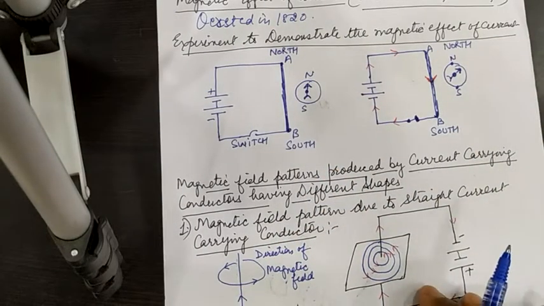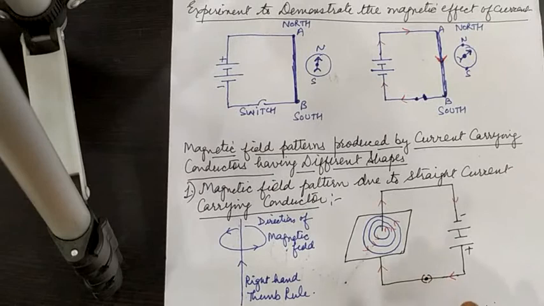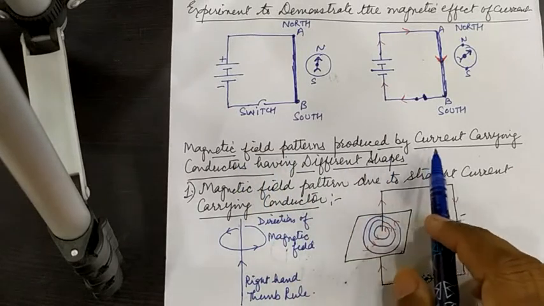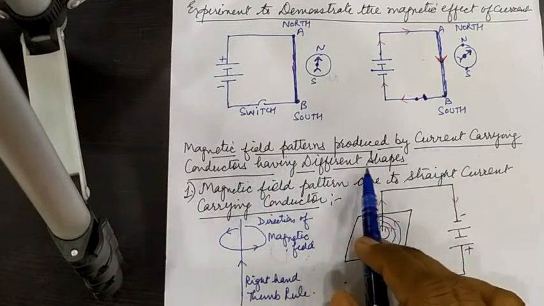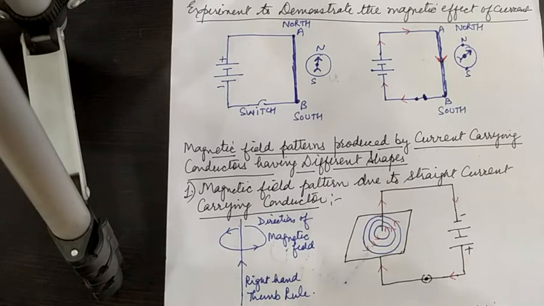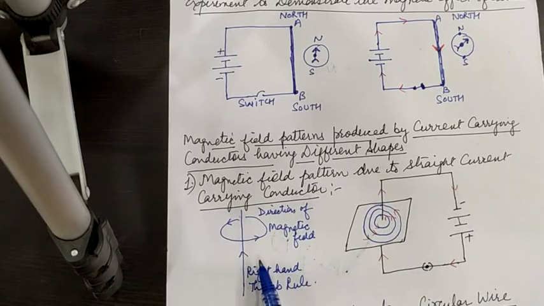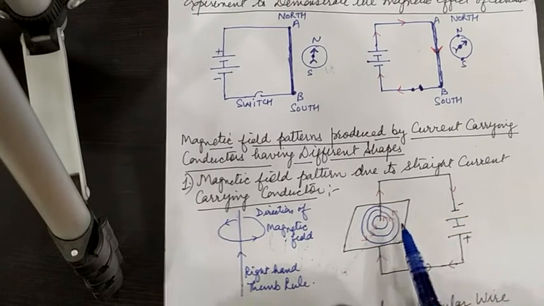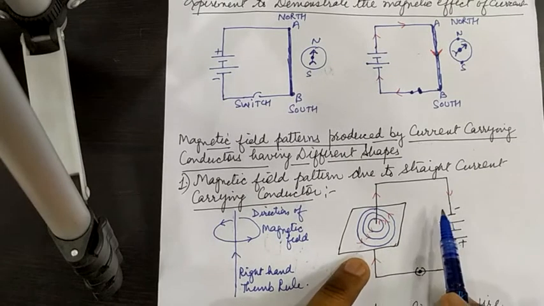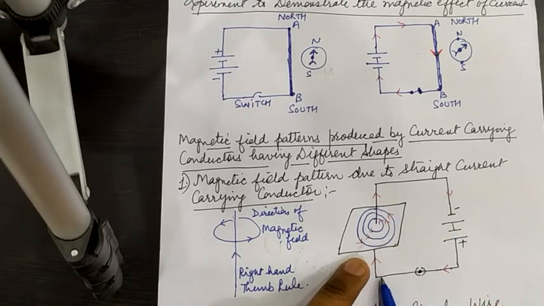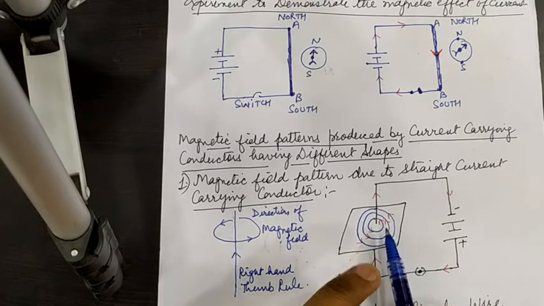Now, the magnetic field patterns produced by current carrying conductors having different shapes. There are different types of conductors, like this straight current carrying conductor. In this case, this is the experiment over here. We put a straight current carrying conductor through a cardboard, and some iron filings are sprinkled over it.